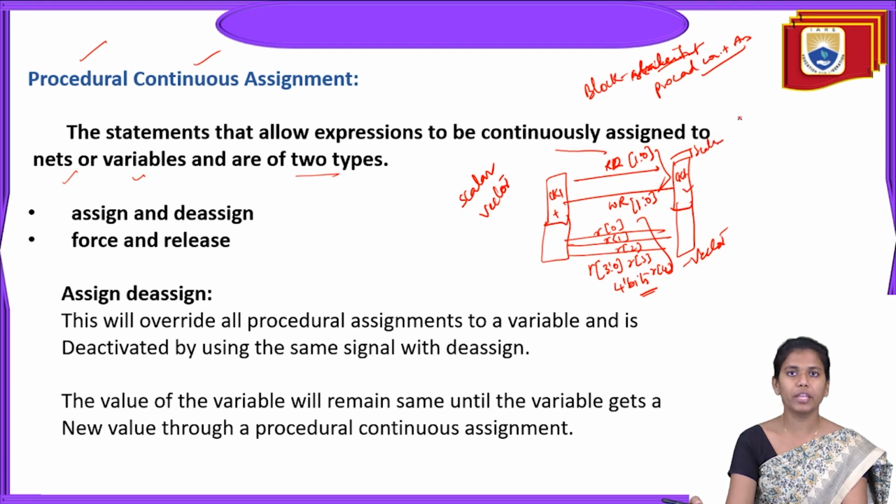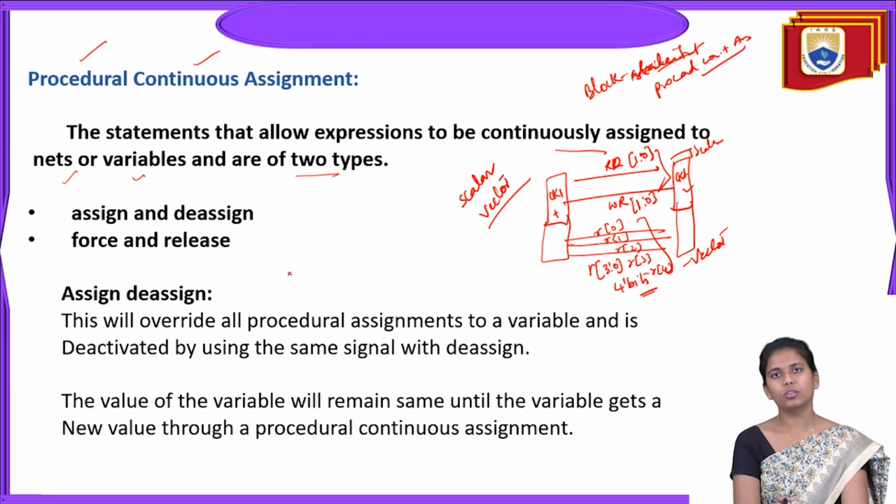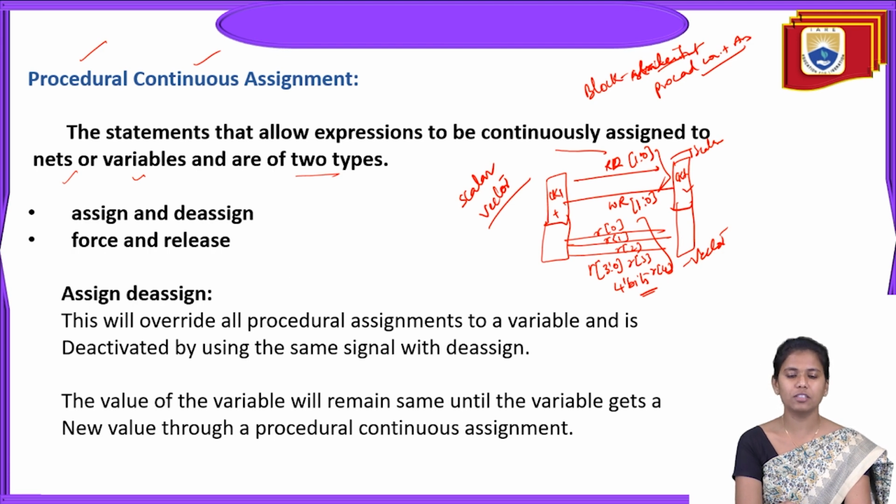When it comes to variables or nets, they could be of any kind, scalar as well as vector. The statements that allow expressions to be continuously assigned to nets or variables are nothing but the procedural continuous assignment statements. When it comes to procedural continuous assignment statements, there are two ways to follow. The first one is assign and deassign. The second one is force and release.